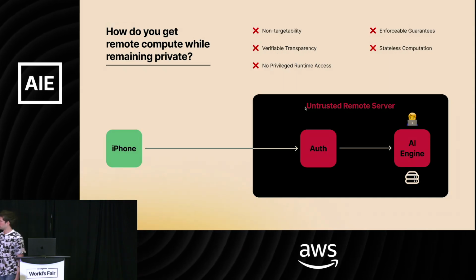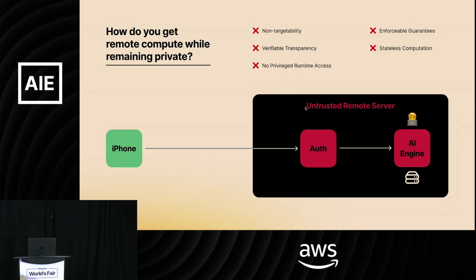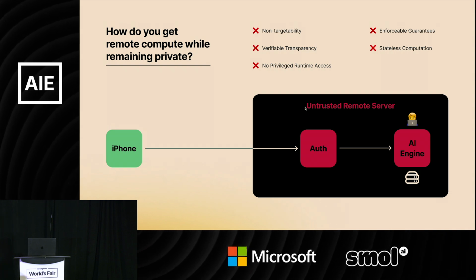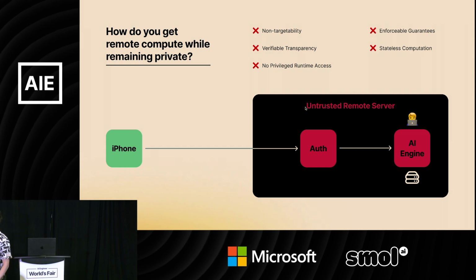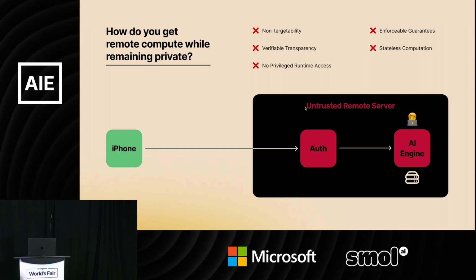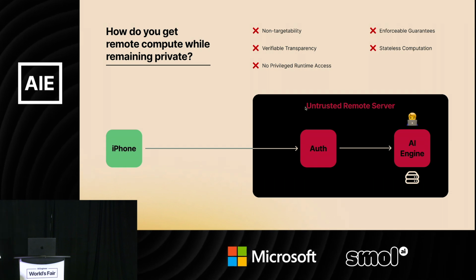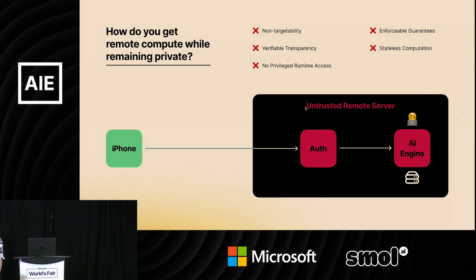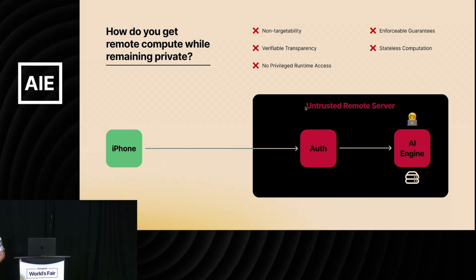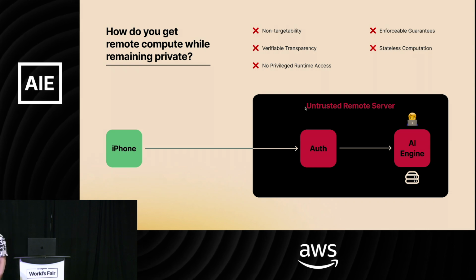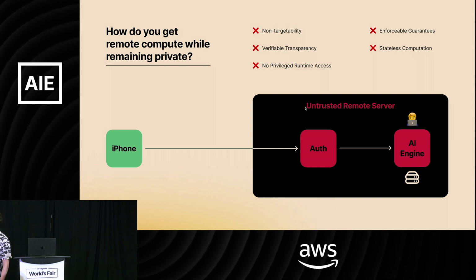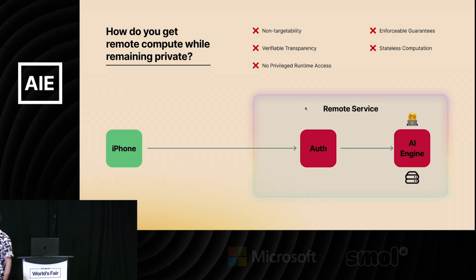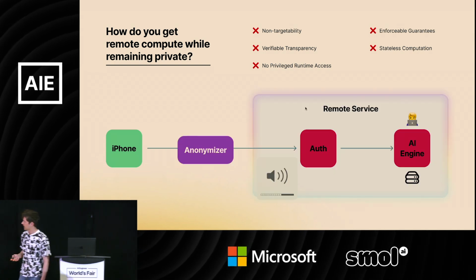Great. So let's talk about, again, this is a bigger representation of the black box. In a classic remote system, you have some sort of auth service, and then an AI engine. In this AI engine, you have some SRE who can access it and some disk that you can write to. But again, the iPhone doesn't know what it's sending its data to. So let's see how we can change this to get to some of these at a conceptual level. The first thing that Apple does is it adds an anonymizer.